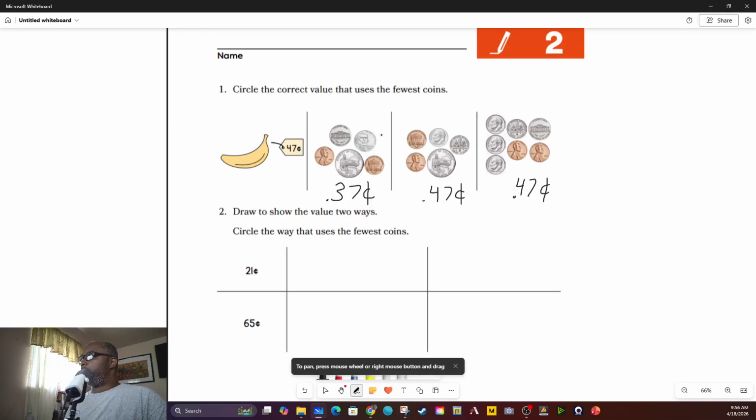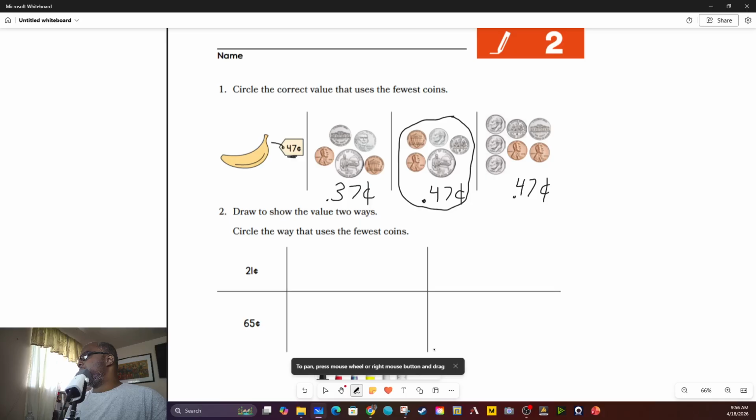So I have 1, 2, 3, 4, 5 right here. Then I have 1, 2, 3, 4, 5, 6, 7. So this one right here is the winner. This one right here uses the fewest coins and it equals up to 47 cents.